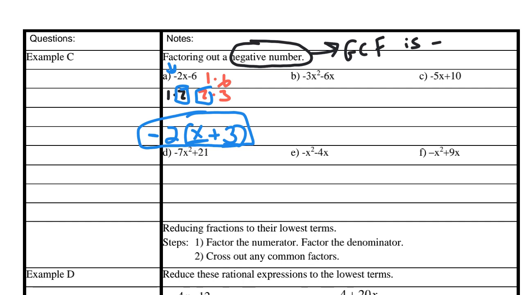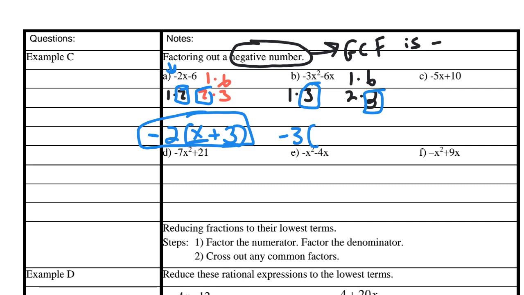Okay, let's look at B. Break down negative 3x squared. So 3 just breaks down into 1 and 3. 6, again, we've done this a couple times, breaks down to 1 and 6, and 2 and 3. Identify your greatest common factor. This time it's 3. Since it's a negative out front, we make it a negative greatest common factor.